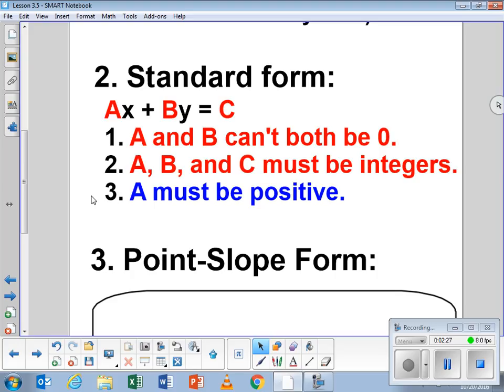The key is, if it's going to graph a line, A and B can't both be 0. If A and B were both 0 at the same time, it would not be an equation of a line. A, B, and C must be integers. So no fractions and no decimals.